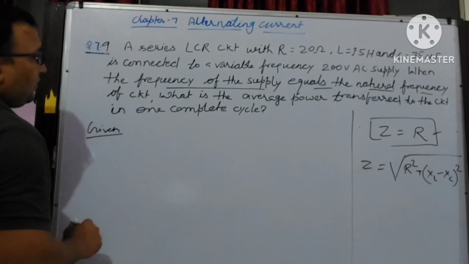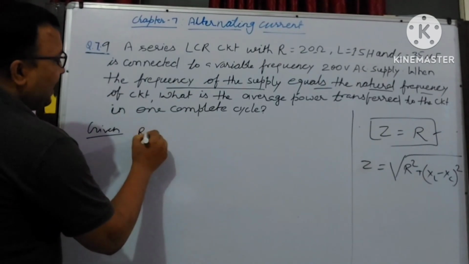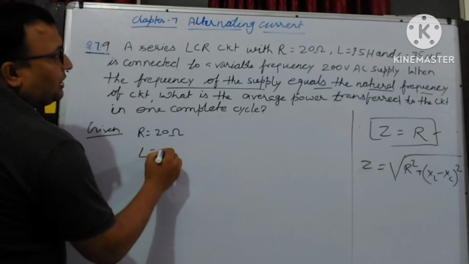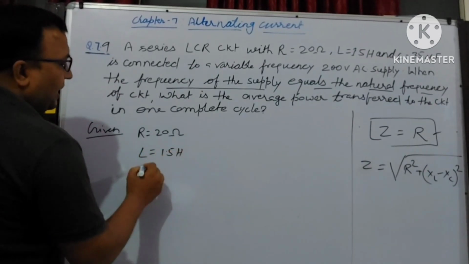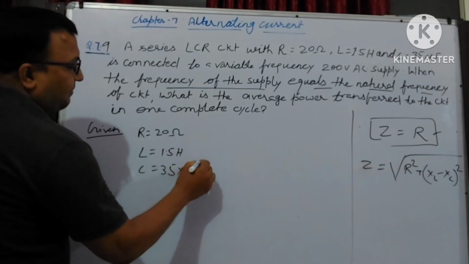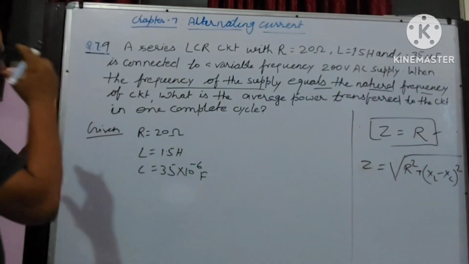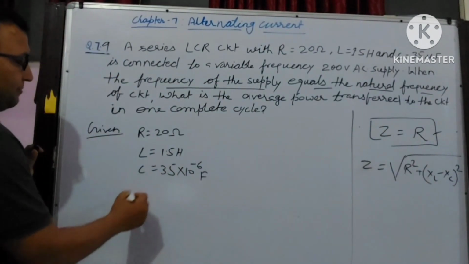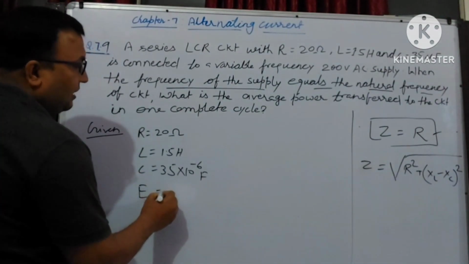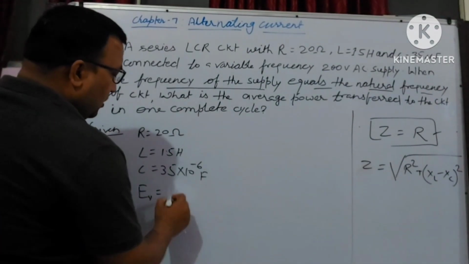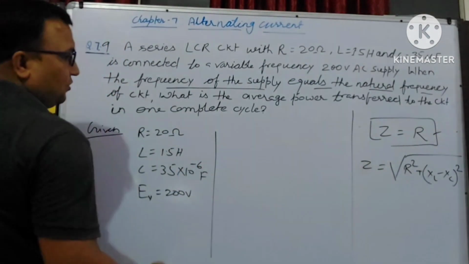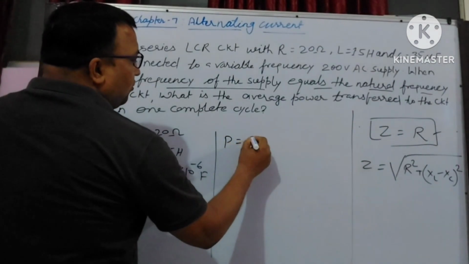What is given? Value of R equal to 20 ohm is given. L value is given, that is 1.5 henry. Capacitor value is given, 35 into 10 to the power minus 6 farad. This is given in the question, and at the same time the value of EV is given. What is the value of EV? 200 volt.